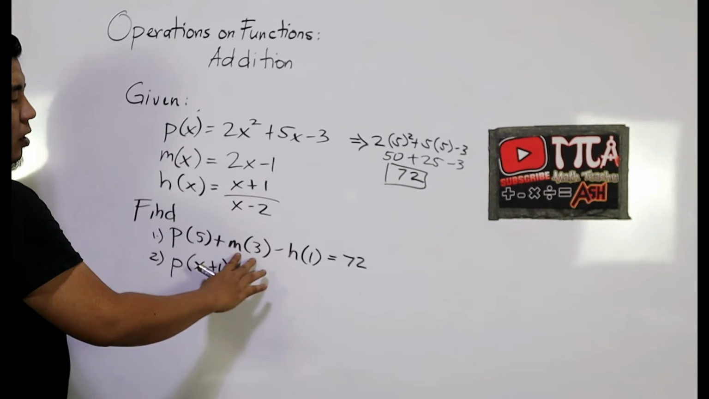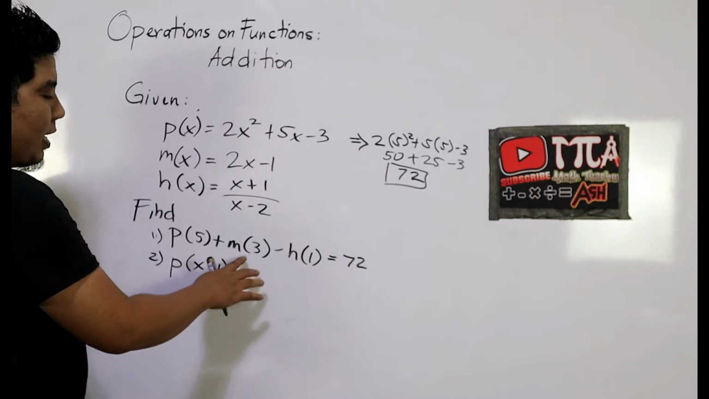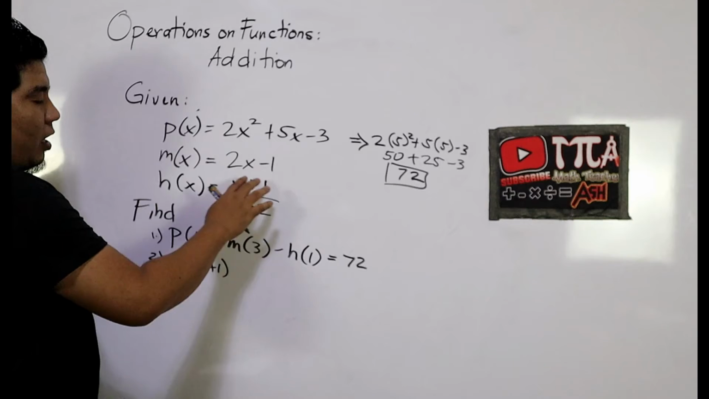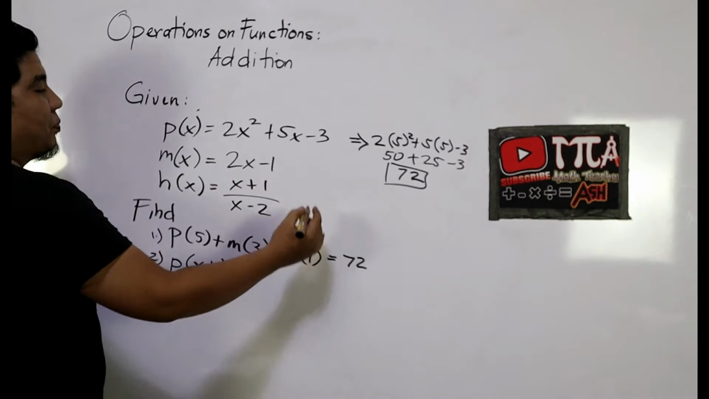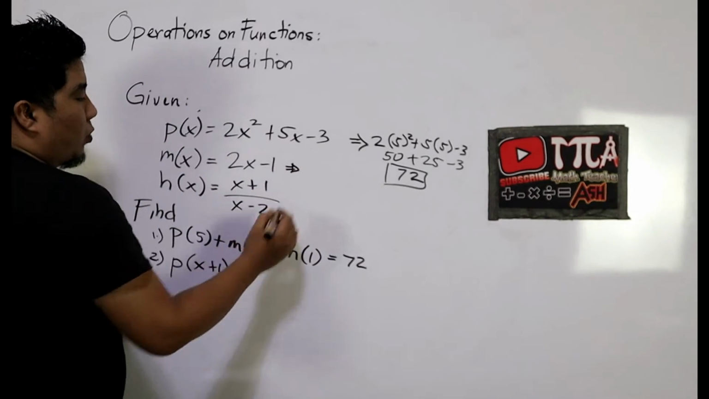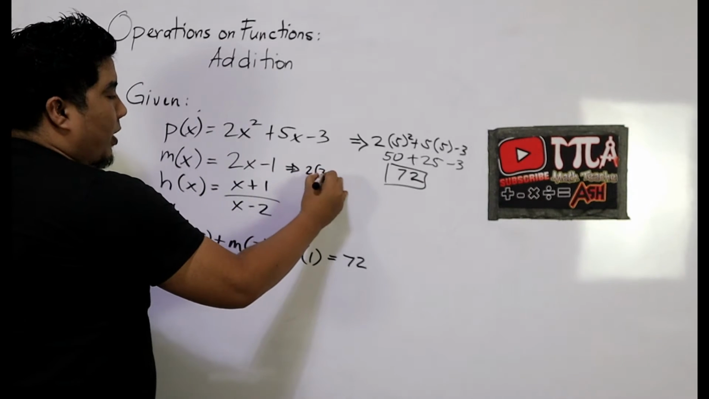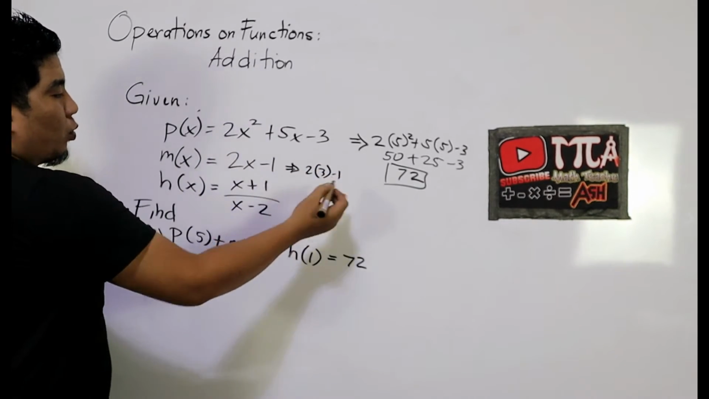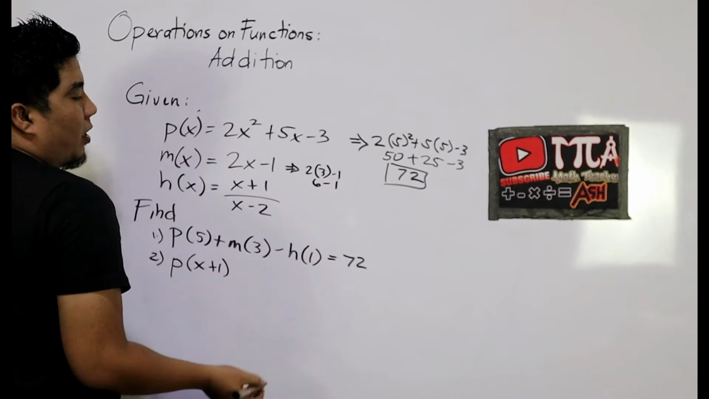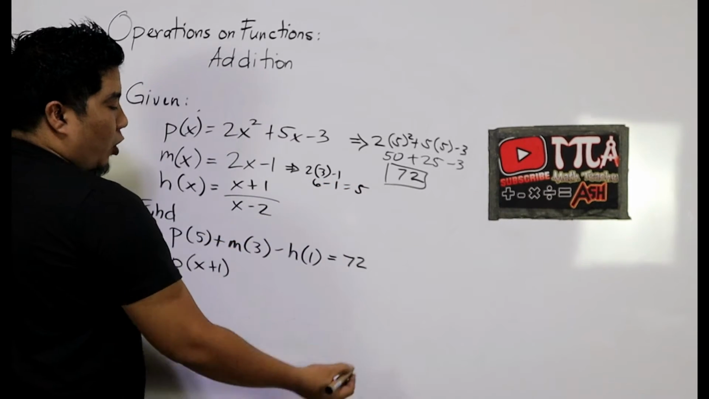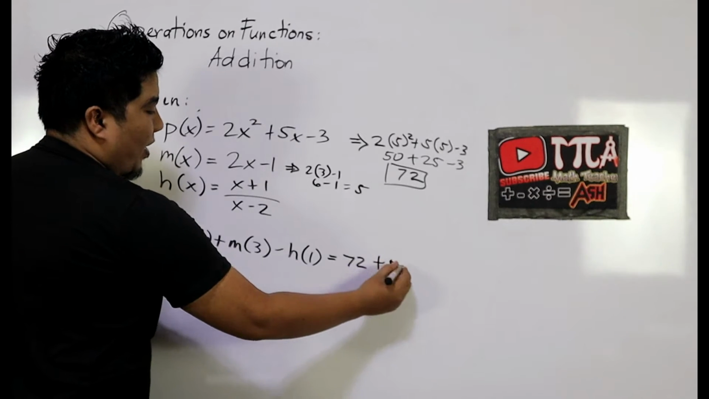Alright. Now, how about M of 3? If this is M of 3, then we will use this expression or this function. So what we need to do is to substitute into 2x minus 1. That will become 2 times 3 minus 1. So 2 times 3 is 6 minus 1. So basically, the answer is 5. So we have plus 5.